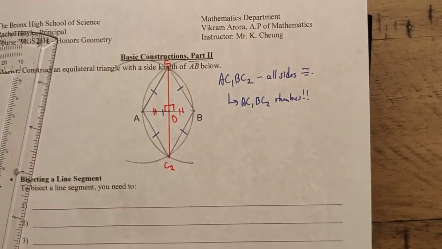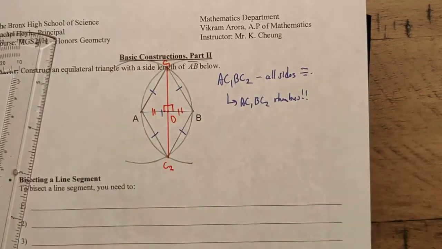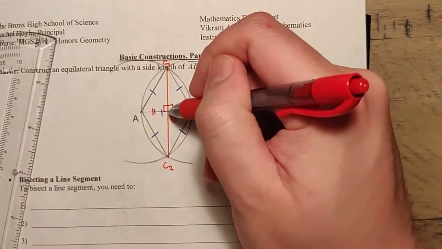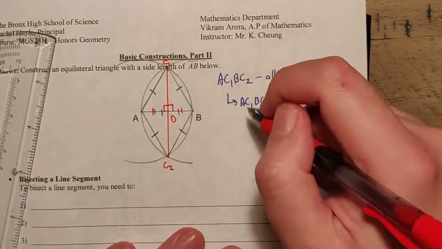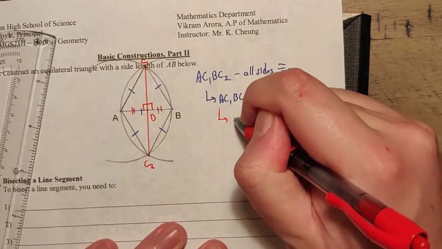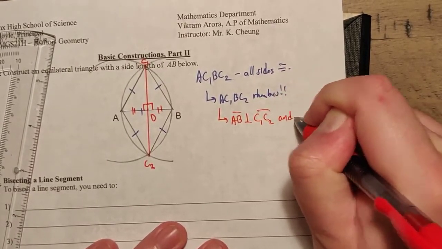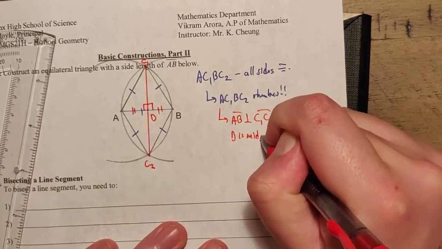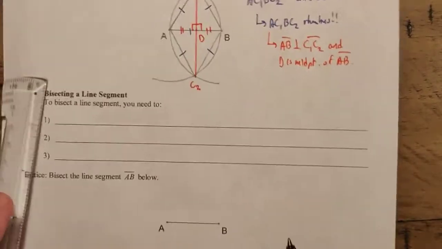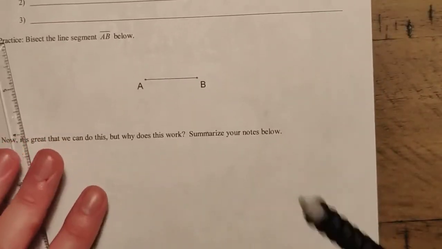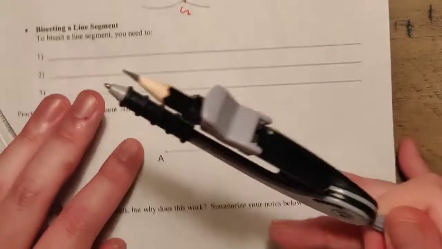So in doing this, notice that we've actually constructed ourselves this thing here. We constructed a way to find the middle of a line segment. This point D is guaranteed to be the midpoint of AB here. So as long as we can construct a rhombus, we're guaranteed of this here, right? So we have the fact that AB is perpendicular to C1C2, and D is the midpoint of AB, right? So that's actually really helpful because that tells us we now have a method to split a line segment in half. So all we have to do is take this picture here and reconstruct it.